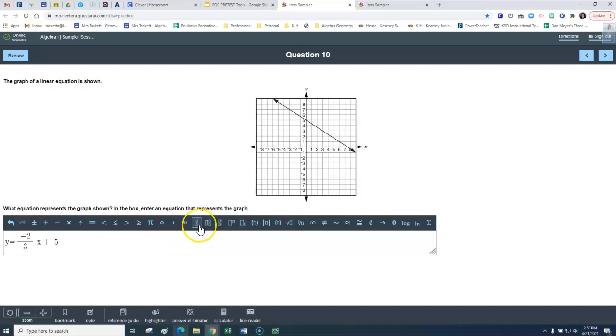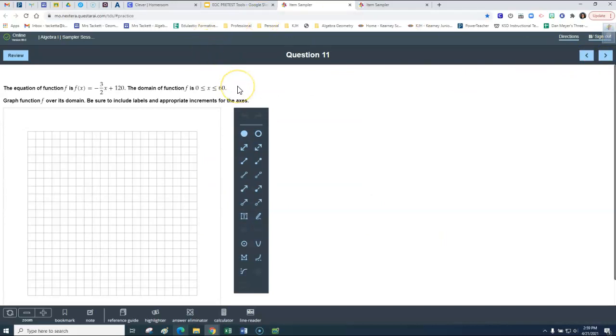All you have to do is make sure you're using this correctly. So like the fraction, make sure you click on this. Or say it's a greater than, make sure you click up here for it. Okay, there's a ton of things on here that you're not ever gonna use. Okay, so the next one is actually number 11.